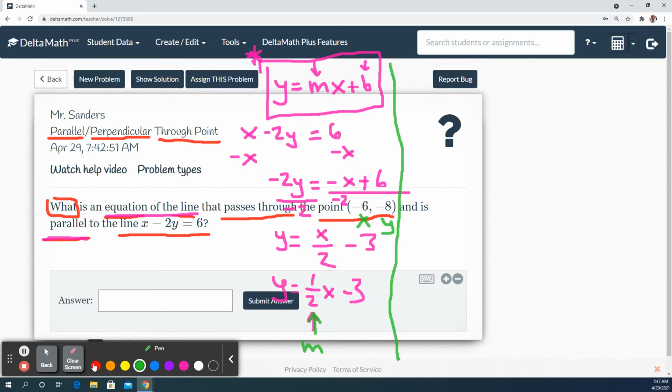I'm going to go ahead and switch back to red so I'm a little more clear. All right, so what's the y value? Let's go ahead and rewrite the form. Just y equals mx plus b is our reference. All right, so what's our y value? Negative 8 equals. What's our m? 1/2. What's our x? Negative 6. What's our b? That's what we're looking for.